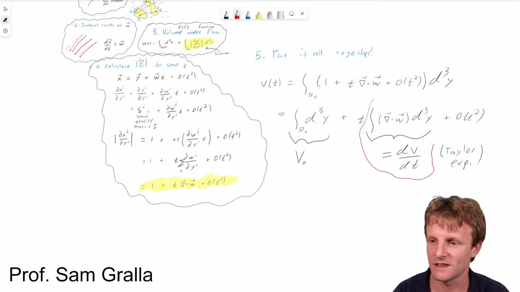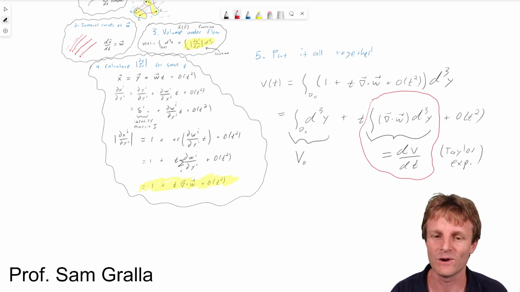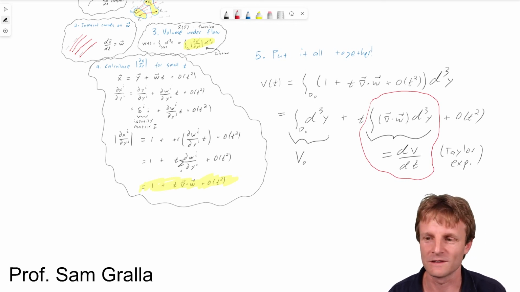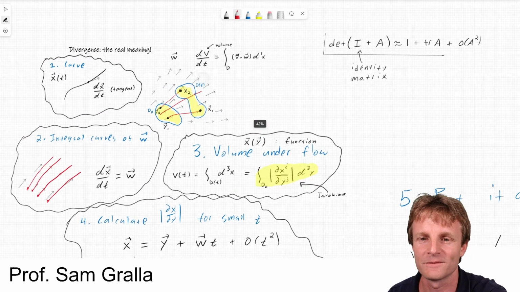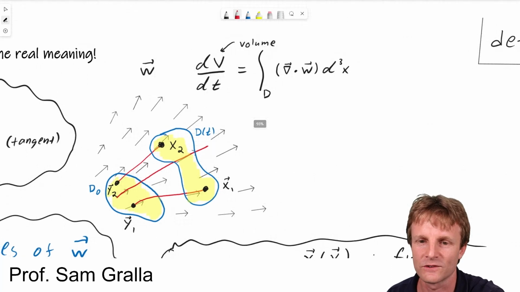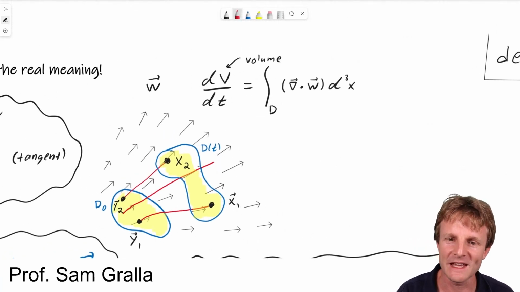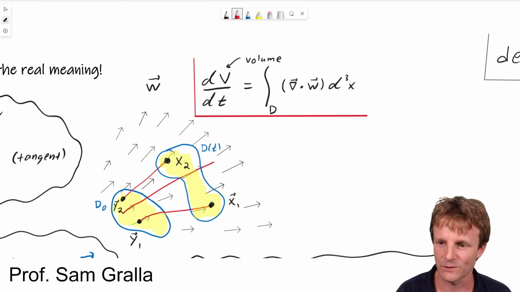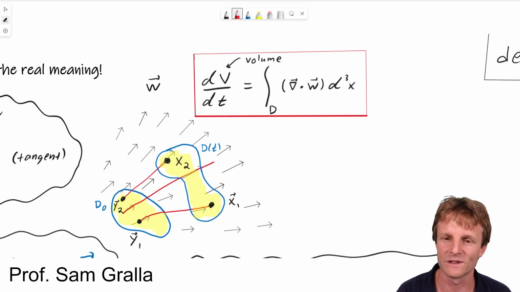This equality, dV/dt equals the integral of the divergence of w d^3y, is actually what we wanted to describe from the very beginning. We called it x there, but it doesn't matter. y is just another label. And so this is the formula. So if you made it through to the end, congratulations. And now, hopefully, you'll remember not only the formula that tells you what the divergence means, but also how to derive it. And what does it mean?